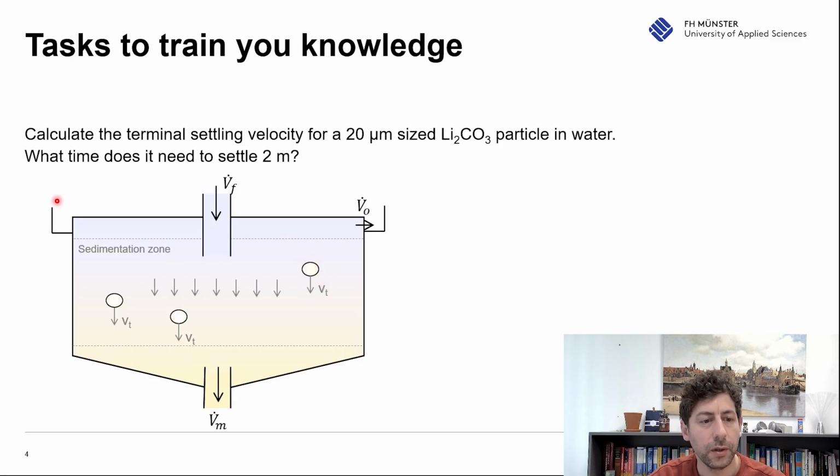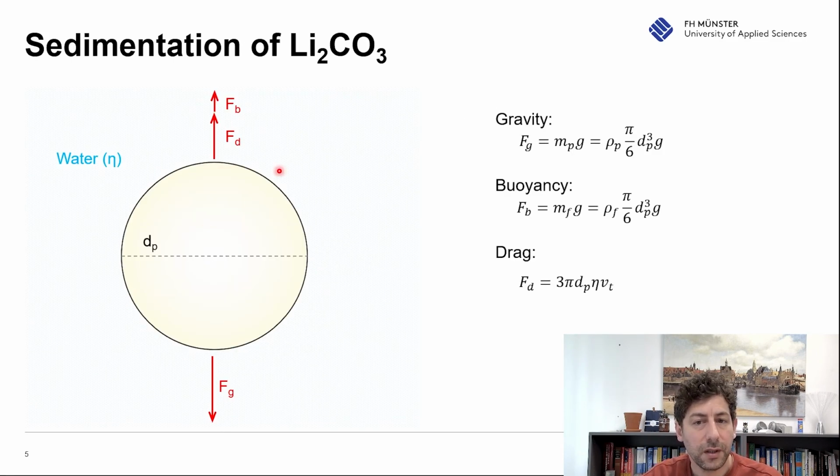Okay, if we take a look, this is the picture of the thickening tank, and one of the questions from the previous video was: calculate the terminal settling velocity of a 20 micron sized lithium carbonate particle in water. What time does it need to settle 2 meters? So we have particles here, they settle down, and the question is, if one of them is 20 micron, what is their velocity? If we look at the forces, I just go fast through it because we already did it step by step.